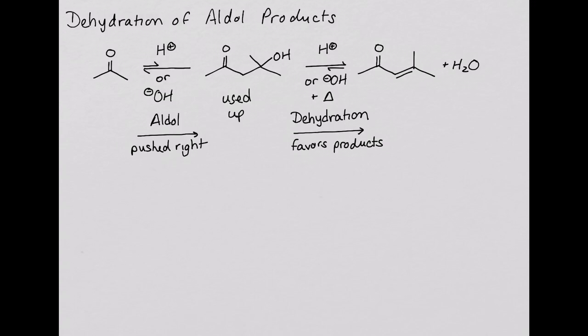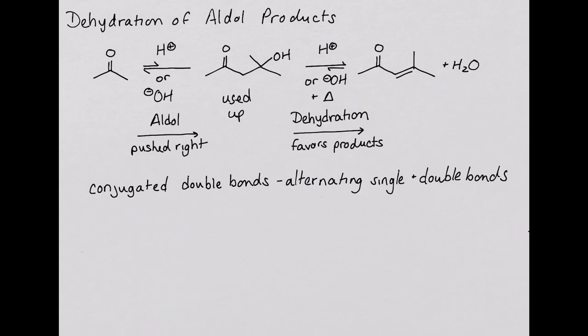The reason that the dehydrated aldol product is so stable is because we form a highly substituted alkene. Remember that more substituted alkenes are more stable. And even more importantly, this alkene is conjugated. Conjugated double bonds are alternating single and double bonds. Conjugated double bonds are very stable because they consist of delocalized pi electrons. Additionally, they consist of multiple resonance contributors and therefore are very stable.